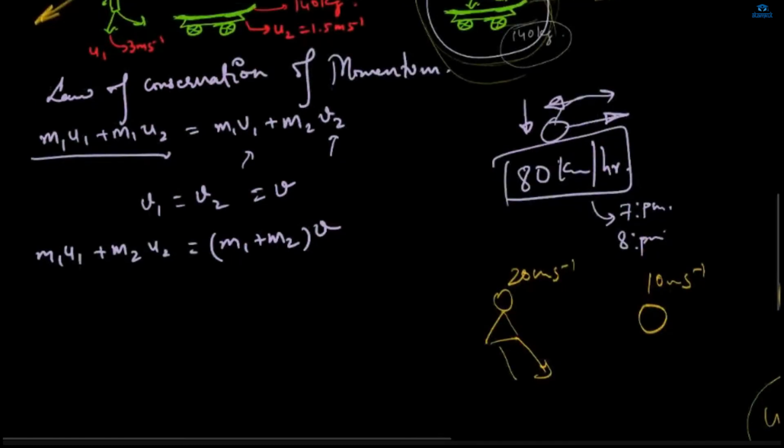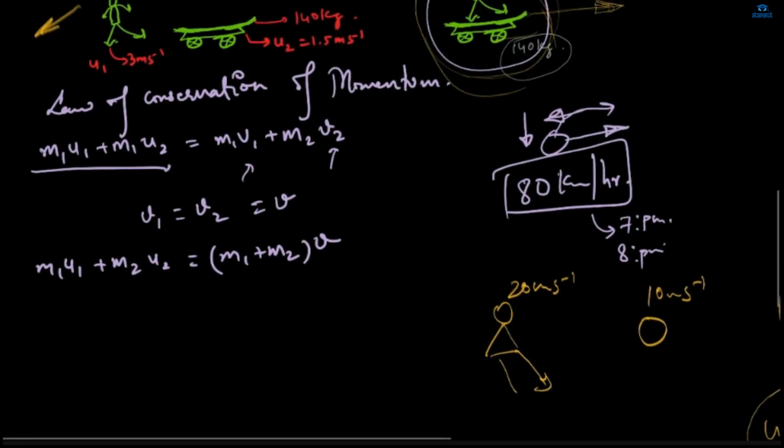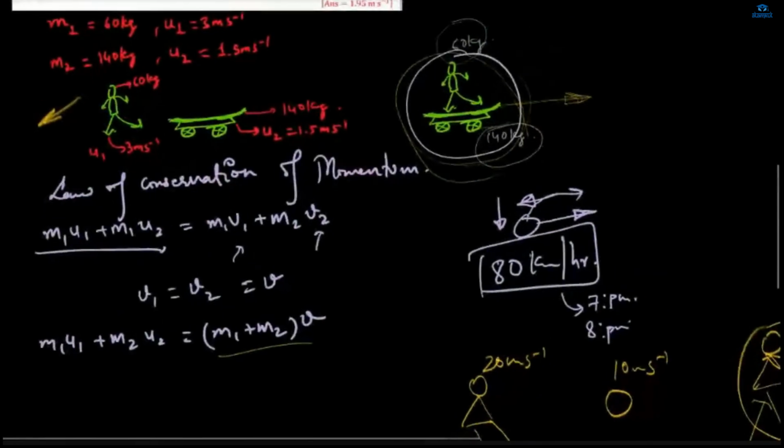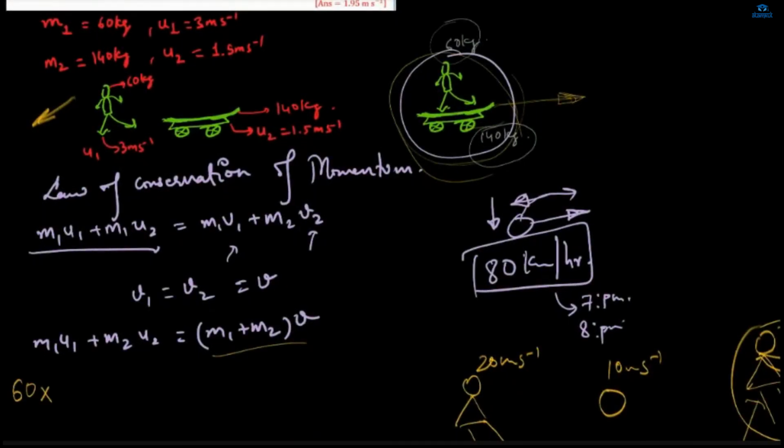Here we can write it like (m1 plus m2) into v, the common velocity. Now we have to put the values of m1, u1, m2, u2, and also m1 and m2 in the RHS. Putting the values, we get 60 into 3 plus 140 into 1.5 on the left, and m1 plus m2 means 60 plus 140 on the right. How much will it be? It will be 200, right?